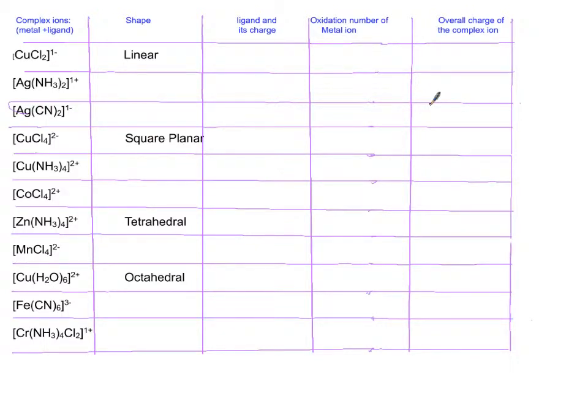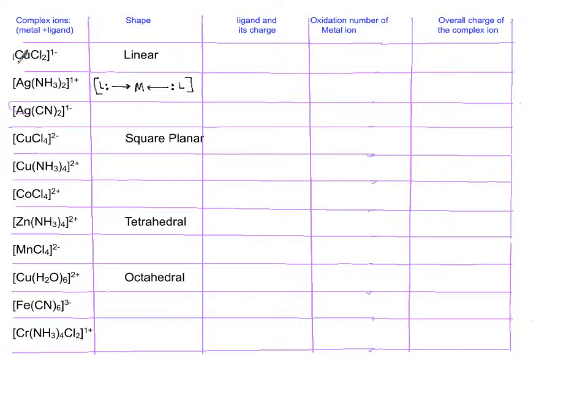In this mini tutorial, I want to show you some complex ions, talk about their shape and their ligands and the charge of the metal ion and how to figure it out. The first three sets of examples are linear, so you have your metal here and you have two ligands that are making two dative bonds with it. So it's a linear complex ion.